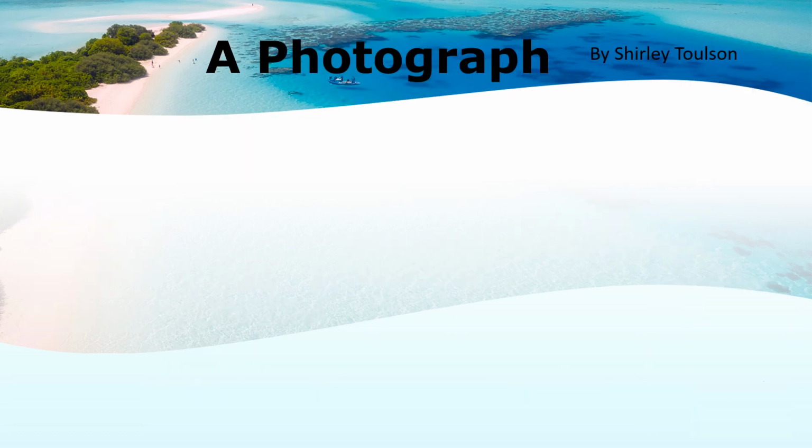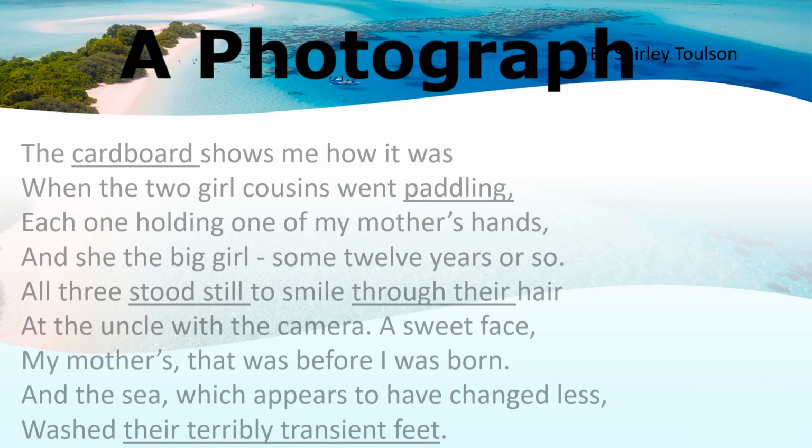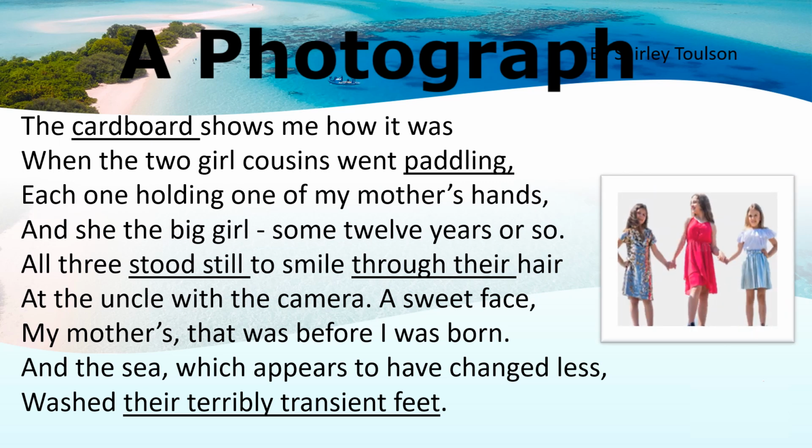Let's read the poem first and try to understand the poem one stanza at a time. A photograph. The cardboard shows me how it was when the two girl cousins went paddling, each one holding one of my mother's hands, and she the big girl, some 12 years or so. All three stood still to smile through their hair at the uncle with the camera. A sweet face, my mother's, that was before I was born, and the sea, which appears to have changed less, washed their terribly transient feet.